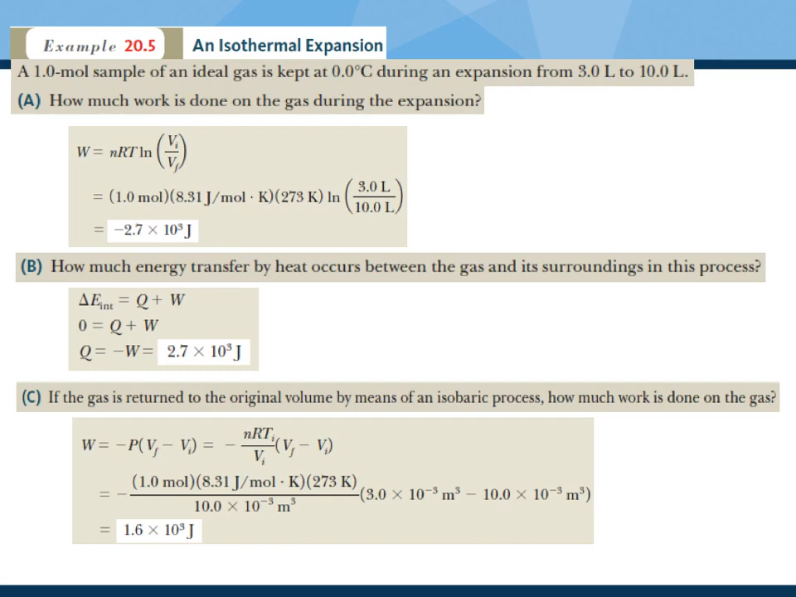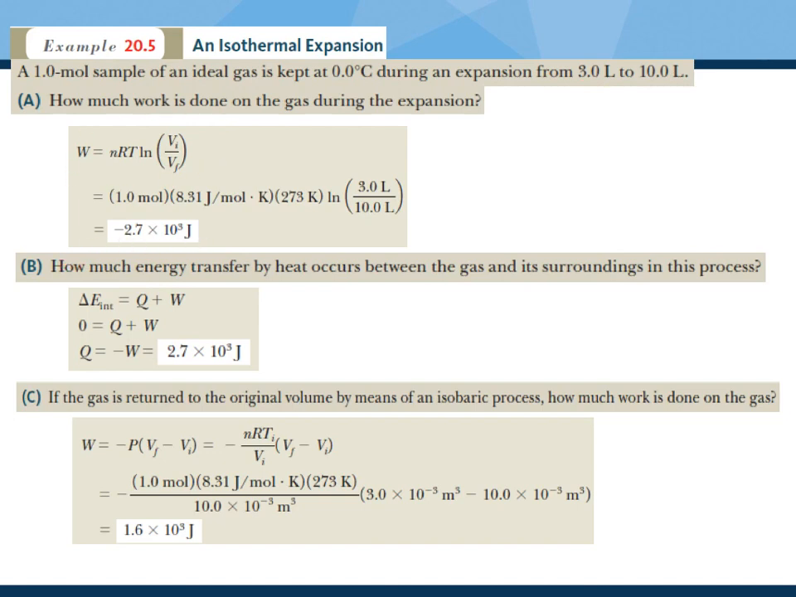Consider an example of isothermal expansion. If 1 mole of an ideal gas at 0 degrees Celsius expands from 3 liters to 10 liters, the work done can be calculated using this equation, which is negative.